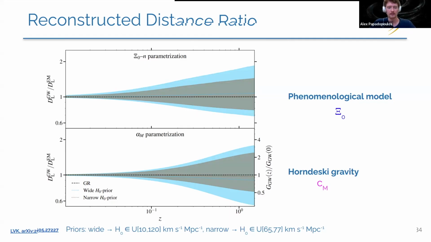So again, the blue is our wide prior and the brown is our narrow prior. And the top panel is this phenomenological psi naught model. And the bottom panel is this CM model. And you can see that we get much better constraints at lower values of redshift. And these constraints kind of broaden as we approach redshift of 1. Over redshift of 1, we tend to find that we don't really get any meaningful constraints on these.